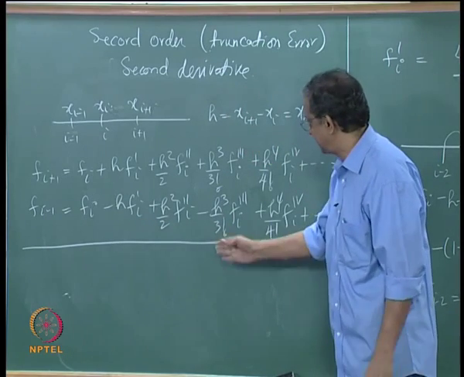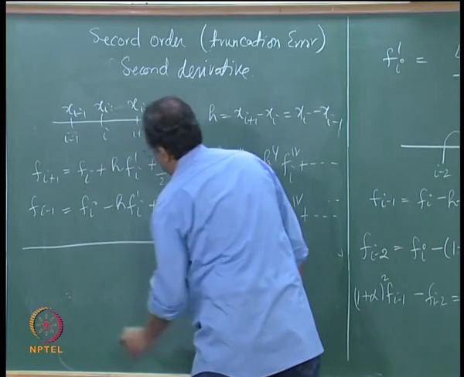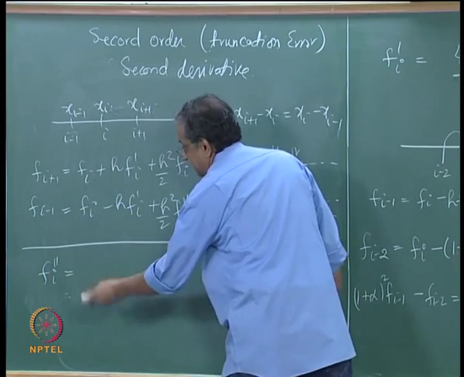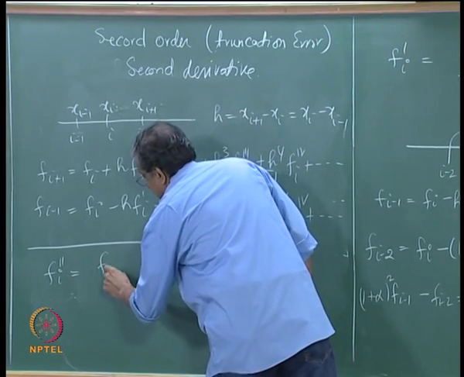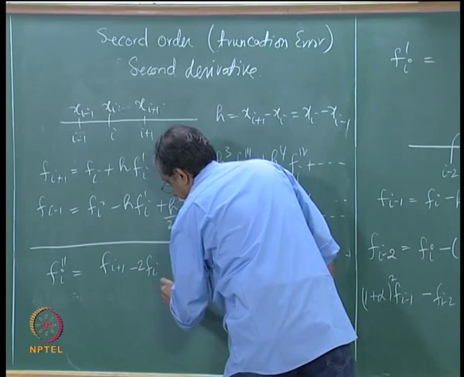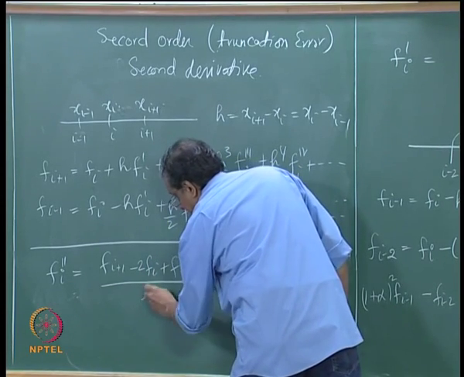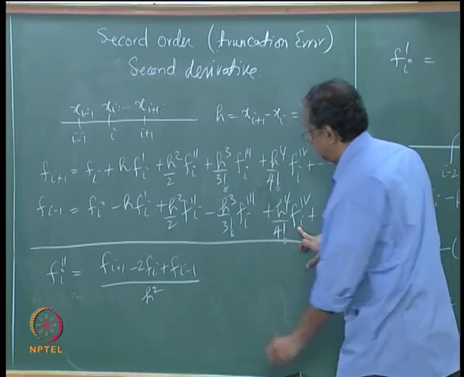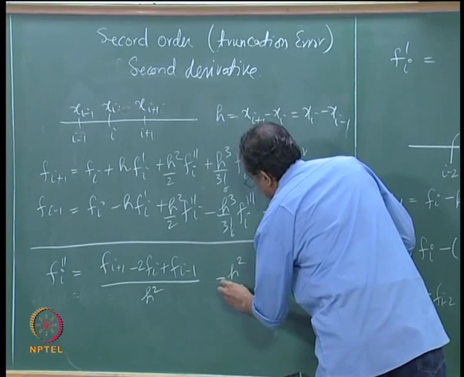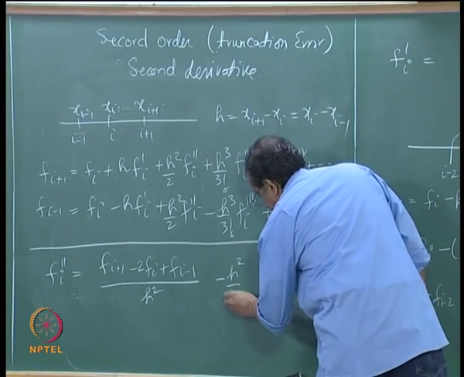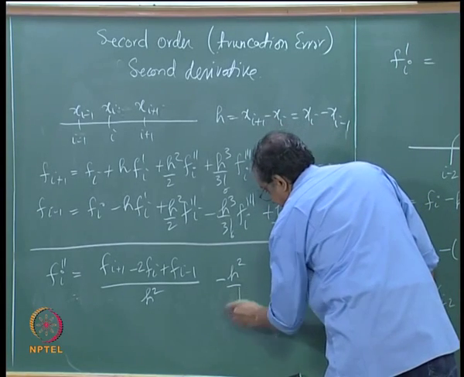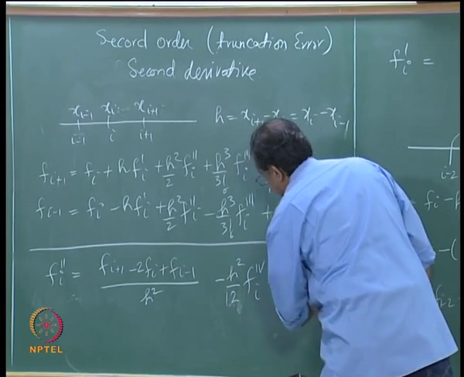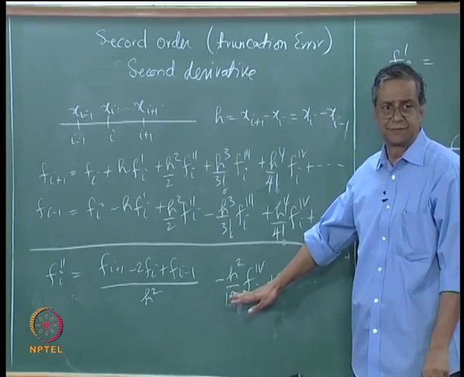this cancels, that cancels. So it gives me an expression we derived in the last class, that is f double prime at i is f i plus 1 minus 2 f i plus f i minus 1 divided by h squared, minus h squared by, there are two of them. This is a truncation error, we have seen this.